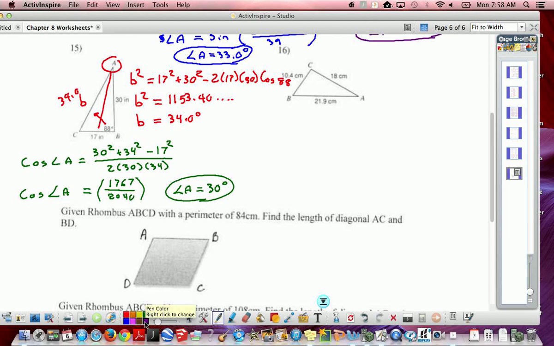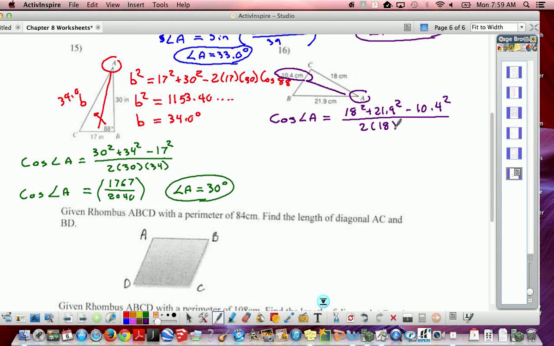All right, the last one here. This one's a lot nicer because you have all three sides. So we just want to look for the smallest side and know that it corresponds to the smallest angle. So I can just go ahead and go cosine of angle A is equal to the two sides that make it up, so 18 squared plus 21.9 squared minus the side across from the angle, 10.4 squared, over 2 times 18 times 21.9, or 2 times the sides that make up the angle.